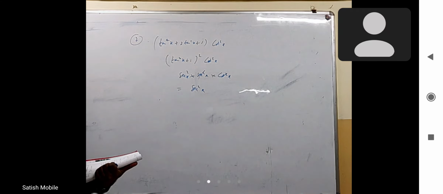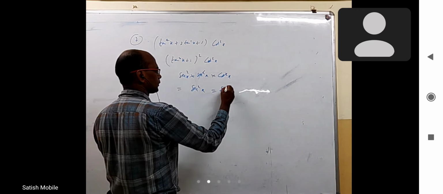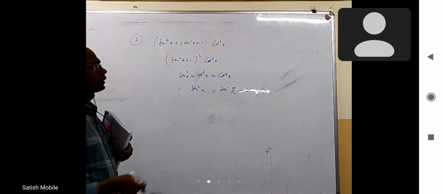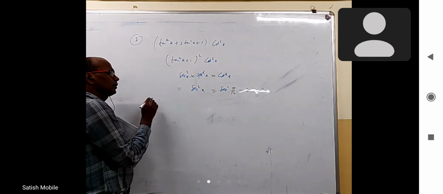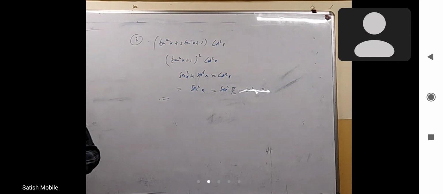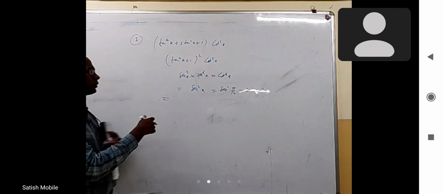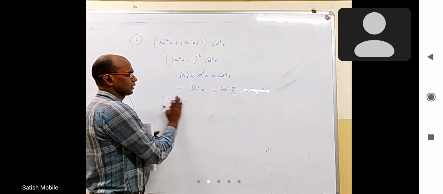Now, when you put pi by 12, the answer is secant square pi by 12, which is secant square 15 degrees. Okay. Now, we know cos 15, right? So, based on that, we know secant 15. Anybody remembers cos 15 value? Root 3 plus 1 by 2 root 2. This is reciprocal of that. So, it is 2 root 2 by root 3 plus 1 whole square.